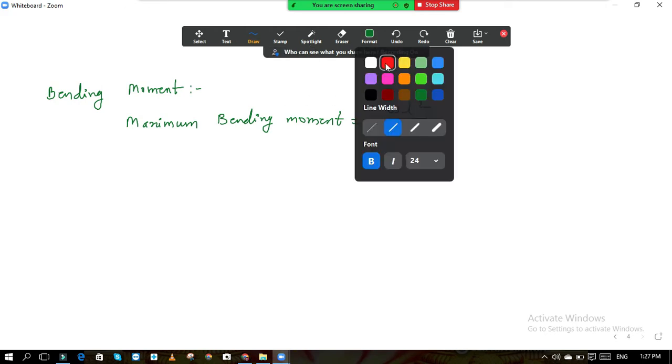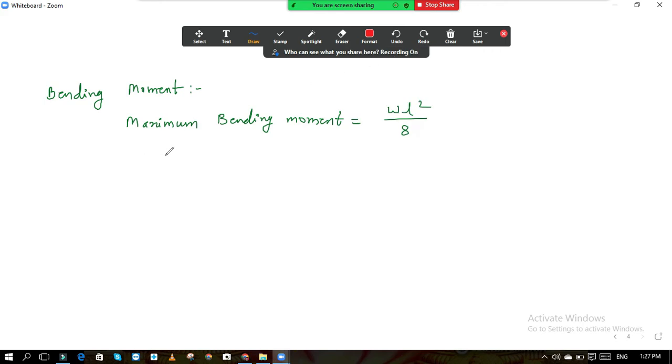Now we have seen the loading consideration and how to calculate the depth. Now we have seen the maximum bending moment, how to calculate it. Now next is the effective span. There are three, four cases on how to take the span of the staircase.